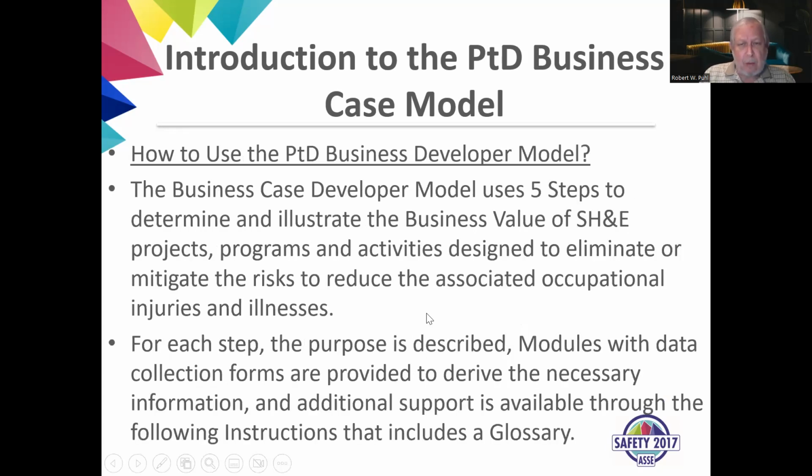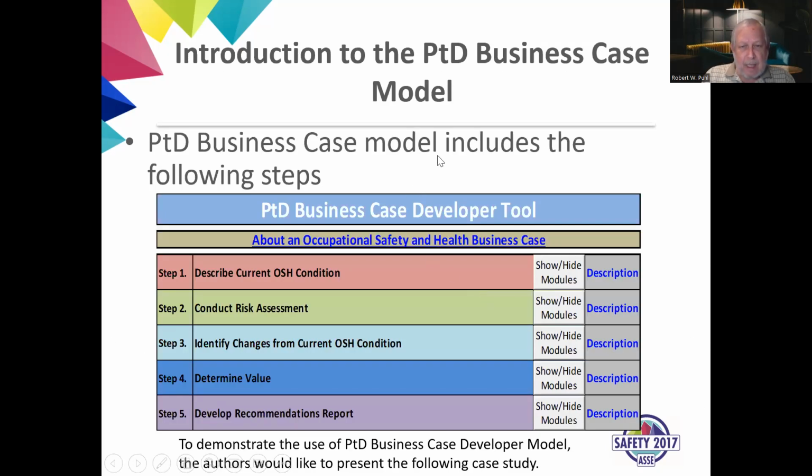The business case development model uses 5 steps to determine and illustrate the business value of SH&E projects, programs, and activities designed to eliminate or mitigate the risk or reduce the associated occupational injuries and illnesses. For each step, the purpose is described. Modules with data collection forms are provided to derive the necessary information, and additional support is available through the following instructions that include a glossary. The PTD business case model includes the following steps. Step 1, describe current OSH conditions. Step 2, conduct risk assessment. Step 3, identify changes from current OSH conditions. Step 4, determine value, and then develop the report.